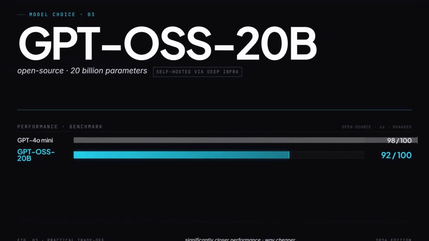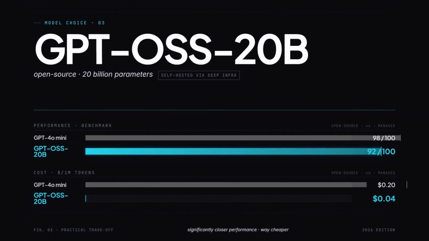You can literally use a provider like Deep Infra where they will take care of all the technical steps. All you need to do is pay Deep Infra 20 times less compared to the typical OpenAI or Anthropic models. And you can literally choose which open source model you want to use. I use the GPT OSS 20B model because it is significantly closer to GPT-4o Mini performance and it is way cheaper as well.